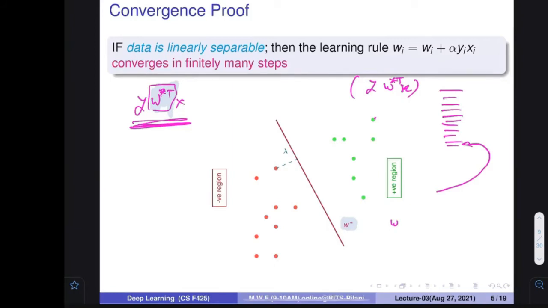Let me call that value lambda, no problem. Let's assume that with respect to this particular point, the value comes to be lambda. Makes sense? For this particular point, the value of y w asterisk transpose x is going to be lambda. Is it clear?